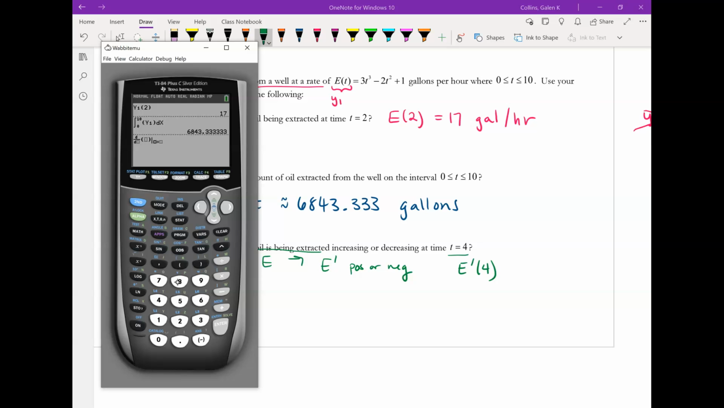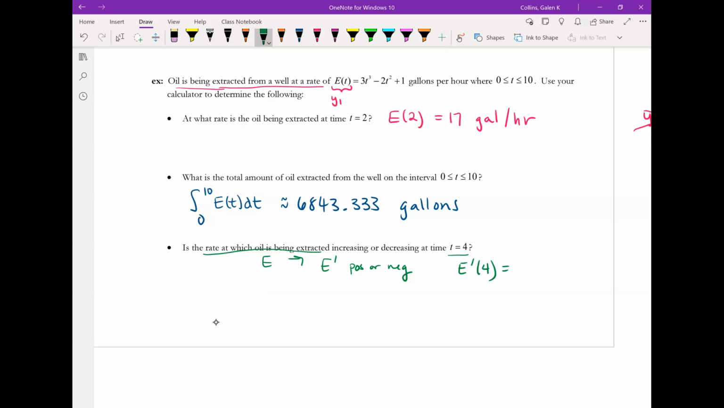And the first thing is we have to type in our variable of the derivative, so that's d/dx. And then we stored our function in y1. So vars, y-vars, function y1. And then lastly, we're evaluating the derivative at the particular value of t equals 4, or on the calculator x equals 4. So we hit enter, and it gives us E prime of 4. So E prime of 4 is 128.